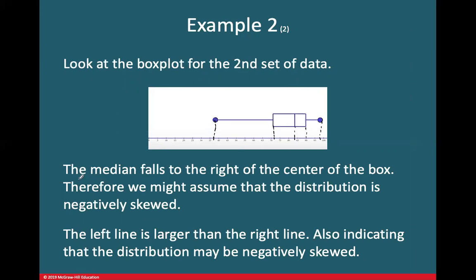Now, let us read. The median falls to the right of the center. So for this rectangle, the center will be somewhere here. So our median is on the right side of the center. Therefore, we might assume that the distribution is negatively skewed. So, if the median is right, it's negative. If the median is on the left, it's positive. Or maybe it is better to keep in your mind this line: this line is larger than this one. The left line is larger than the right one. So it indicates that the distribution is negatively skewed.